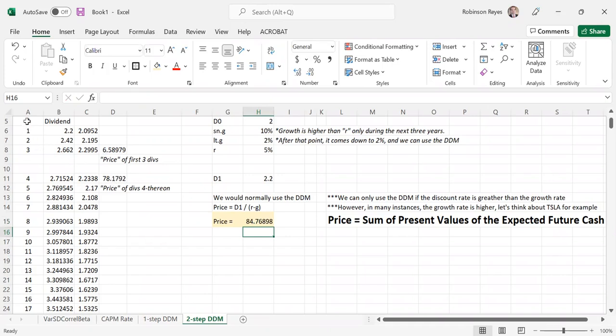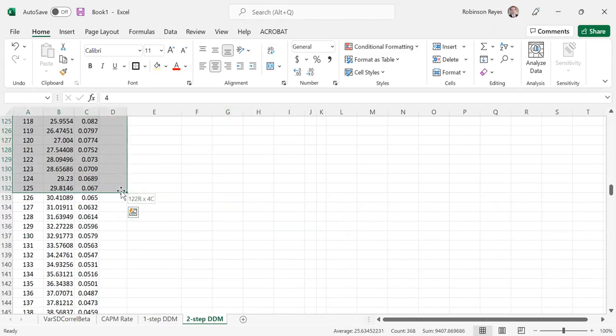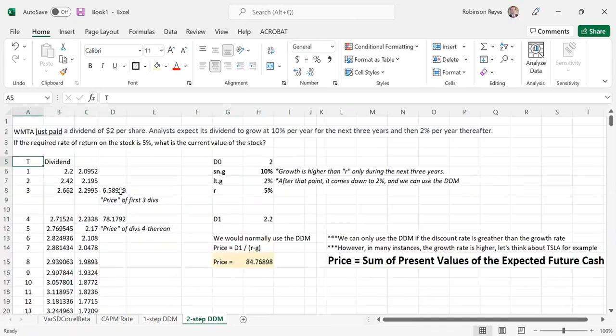We cannot use the dividend discount model here because the growth rate is greater than the discount rate. So we cannot use the dividend discount model. The dividend discount model cannot be used when G is greater than R. However, we can use the dividend discount model at this point to get the price of these dividends at this point in time. Okay, so let's confirm this.